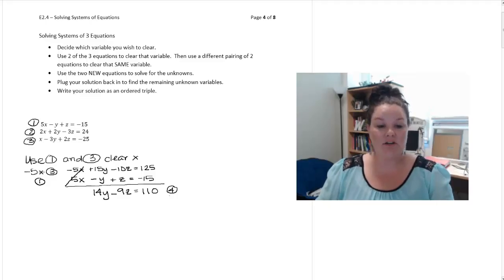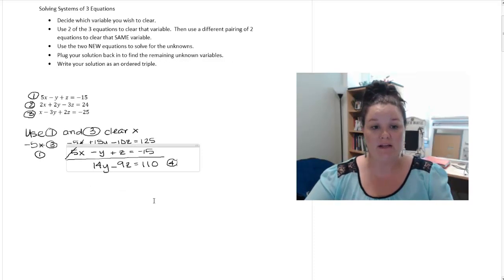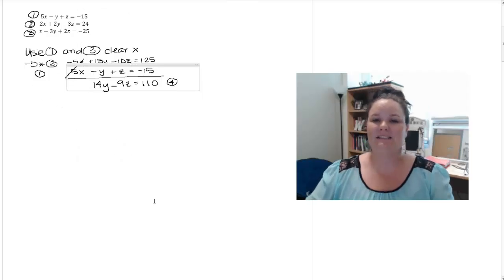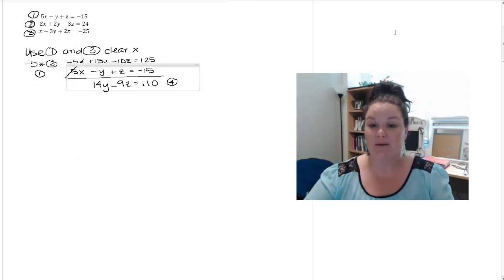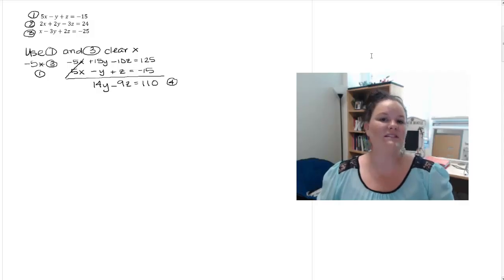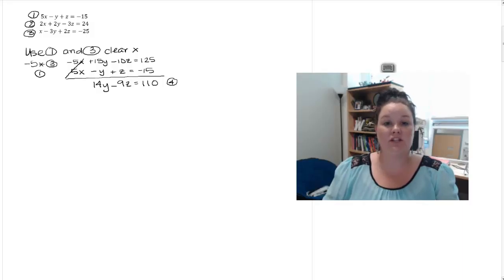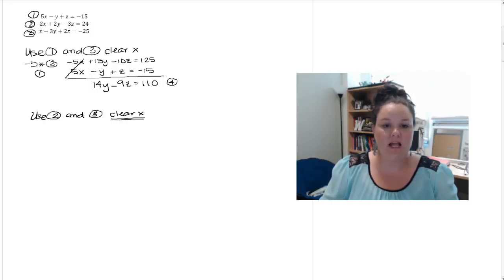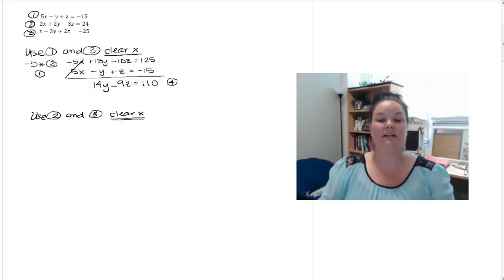So before I started with equation 1 and equation 3, so I'm going to pick a different pairing. I still would like to use equation number 3 because equation number 3 is a really easy x to just multiply it by something and make it the opposite. So I'm going to use equation number 2 and equation number 3. Okay, again to clear x. Notice on both of these I am clearing x. I'm clearing the same variable.